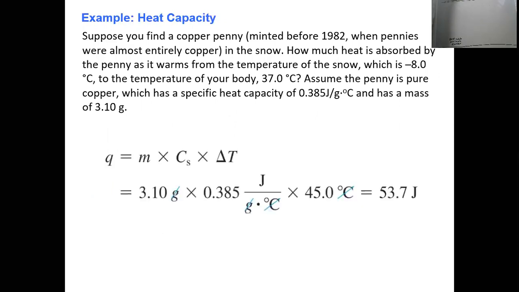Okay, so when you do this, now look at these units also. You have 3.10 grams times 0.385 joules over grams degrees Celsius. So right away we see that our unit of grams cancels out. Now we multiply that by 45 degrees Celsius, and we see that our degrees Celsius cancels out now. So we end up with a heat value of 53.7 joules.